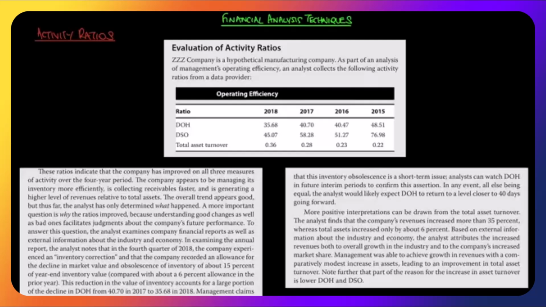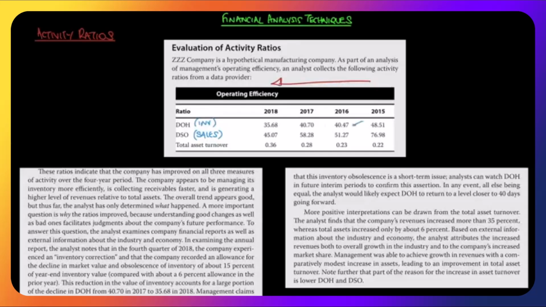ZZZ company is a hypothetical manufacturing company. As part of an analysis of management's operating efficiency, an analyst collects the following activity ratios from a data provider. What do we have? Once again, time is going from right to left. Time is going this way. Let's look at the trends. DOH, days of inventory on hand. So this is tracking inventory. DSO, days of sales outstanding.